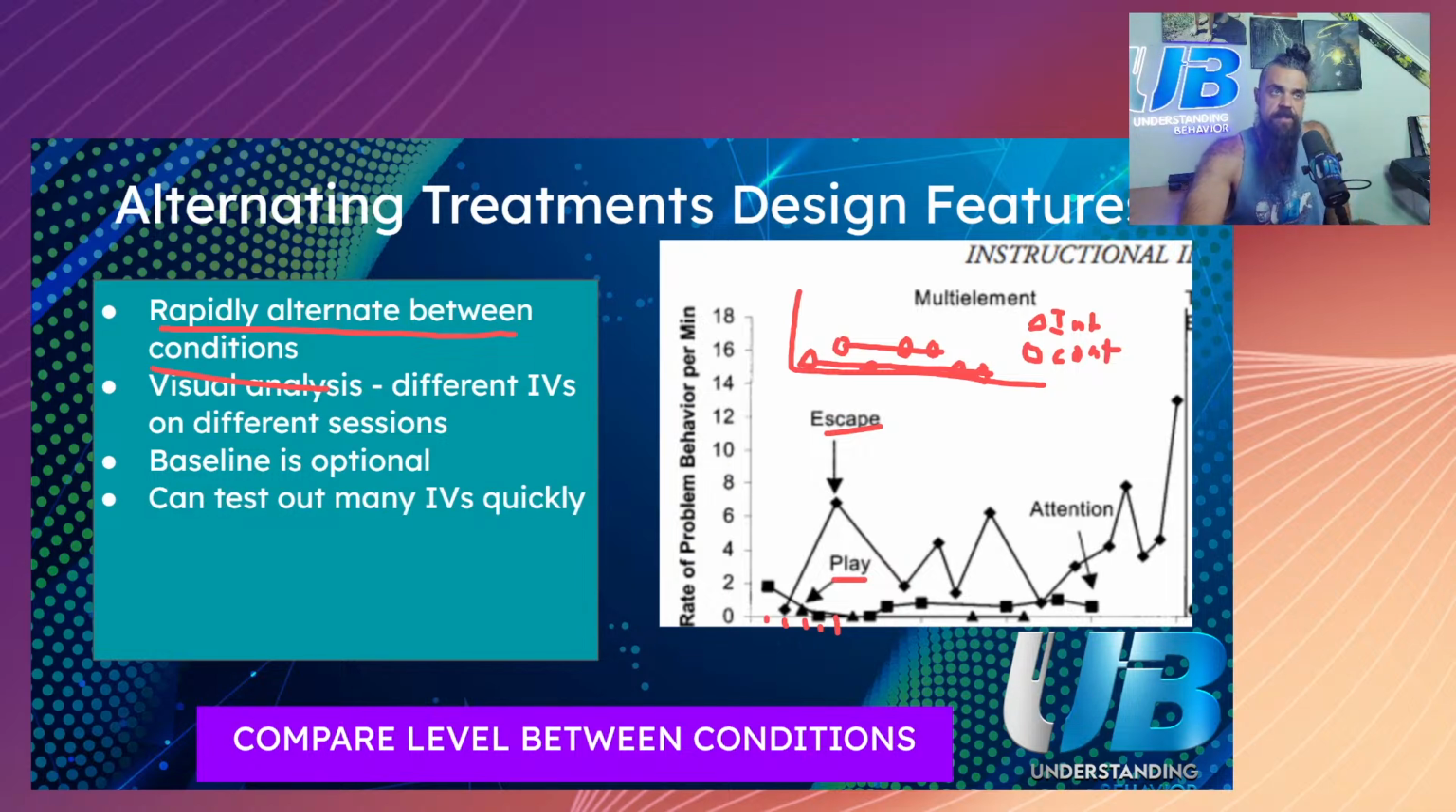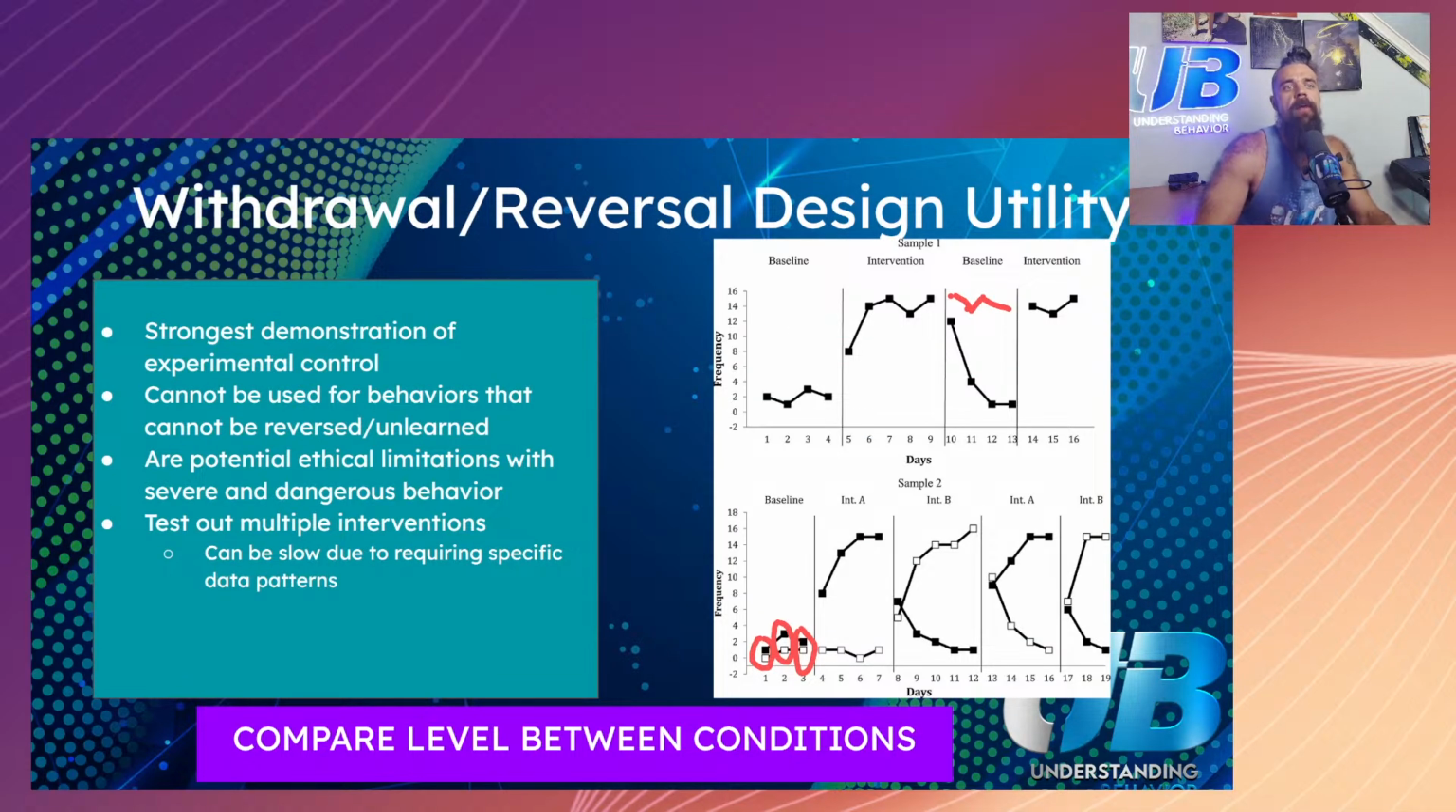Some features of this design is that we can test out many different independent variables really quickly. So we can know in just a few data points if an intervention is working or not with this design. Whereas with our withdrawal design, that took a little bit longer. It's a little bit slower because we need to wait for those specific patterns in the data.